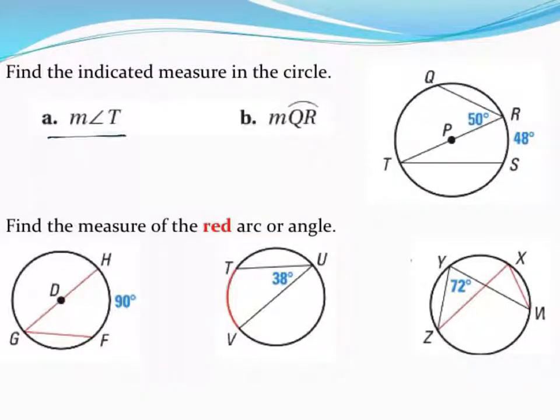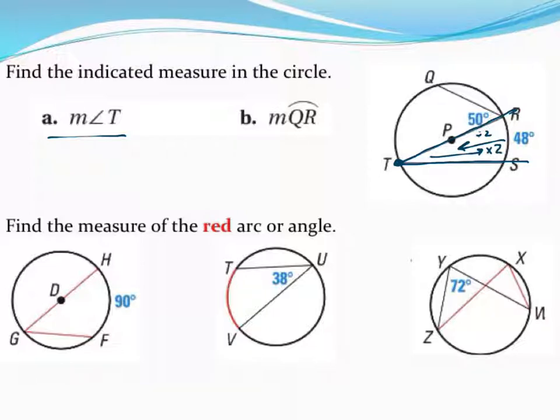To find the measure of angle t, we have to recognize that it's something called an inscribed angle. An inscribed angle is an angle whose vertex lies right on the circle. And the way this works is, to find the angle, we take half the arc that it intercepts. Another way to think of this is if we know the angle, we can double it to find the arc.